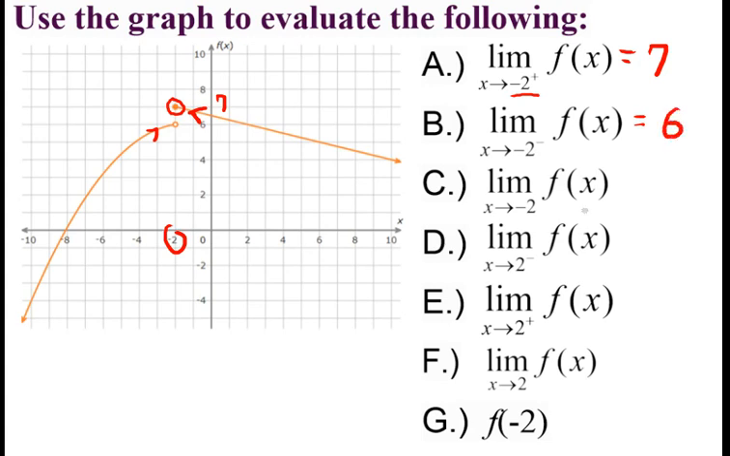So coming in from the left and from the right, they did not approach the same number. From the right, it approached 7. From the left, it approached 6. So the two-sided limit, meaning there is no symbol next to it, as x approaches -2, because they are approaching two different values, that means the two-sided limit does not exist.